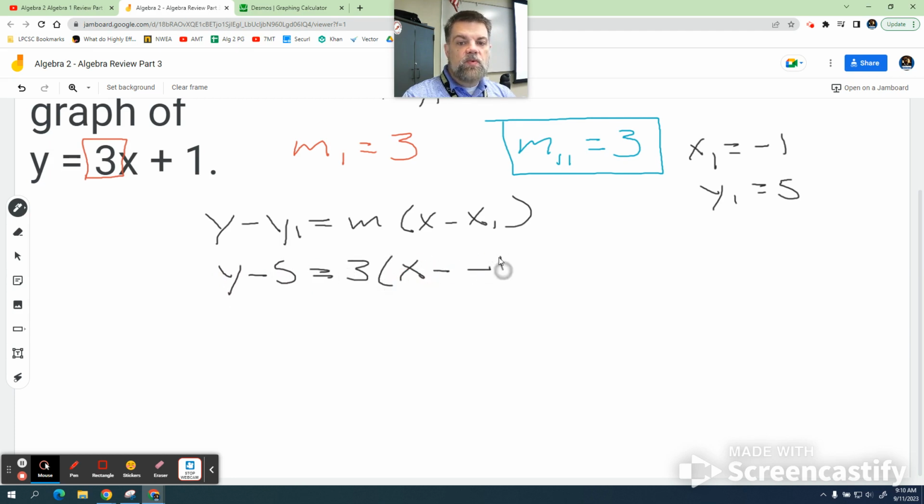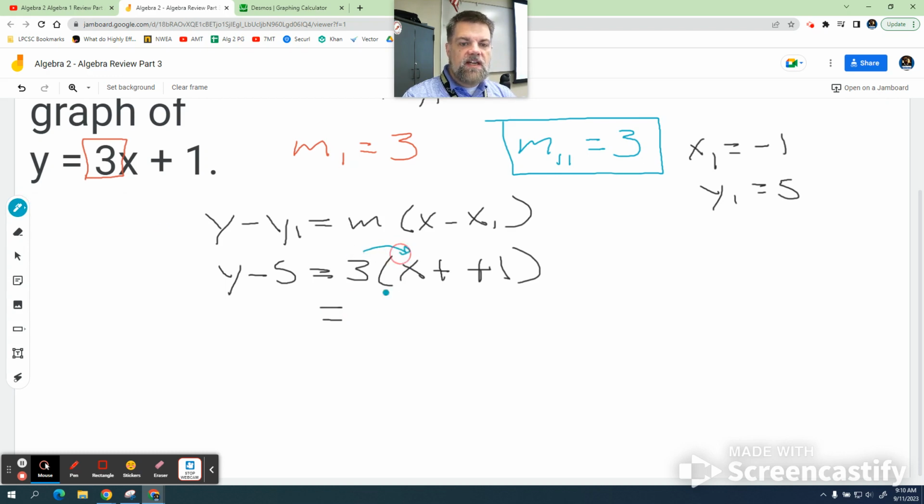I say y minus y sub 1, which is 5, is equal to the slope, which is 3, times x minus -1. Now, the most common mistake we're going to run into on this is when we just put -1 and we forget that we're subtracting a -1. So I put my little 2 pluses there to let me know that I am adding because I'm subtracting a negative.